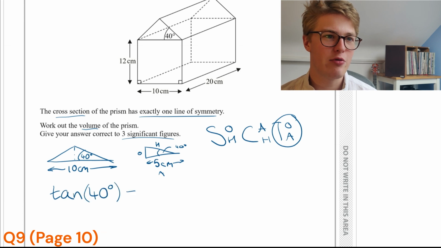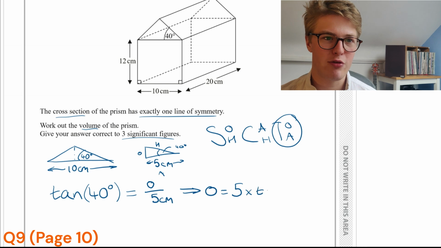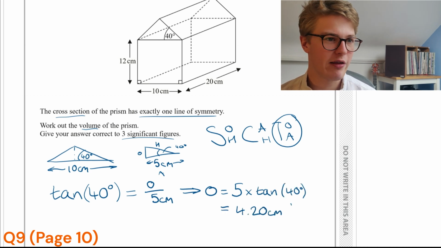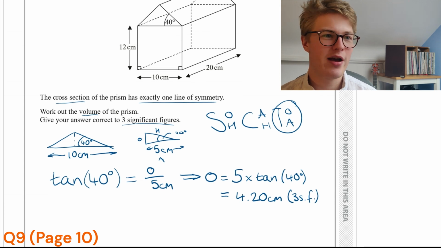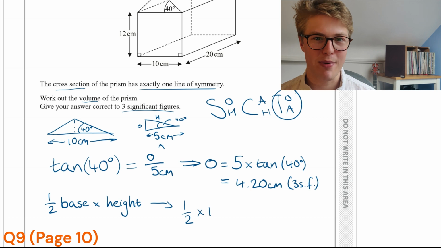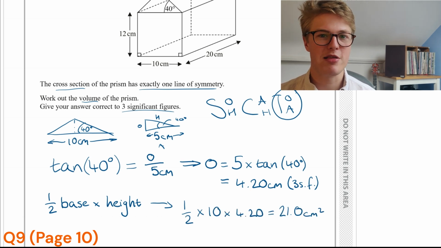Tan 40 is equal to the opposite over 5 centimeters, which implies that the opposite is equal to 5 times tan 40 degrees, which is 4.20 centimeters to 3 significant figures. To get the area of the triangle, we're going to do half base times height, which is a half times 10, which is the base, times 4.2, which is the height, which is equal to 21.0 centimeters squared to 3 significant figures.